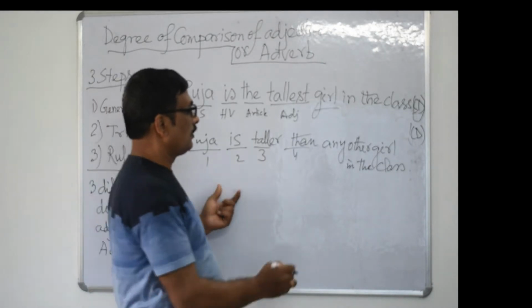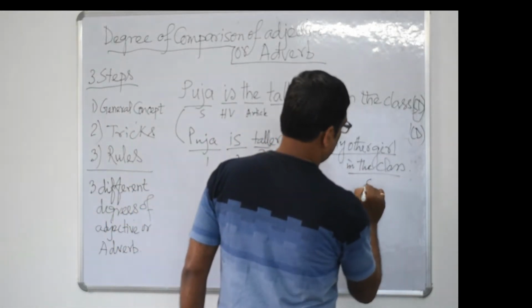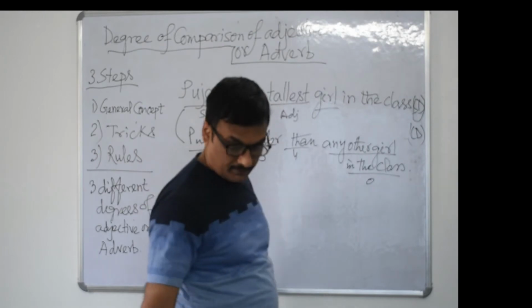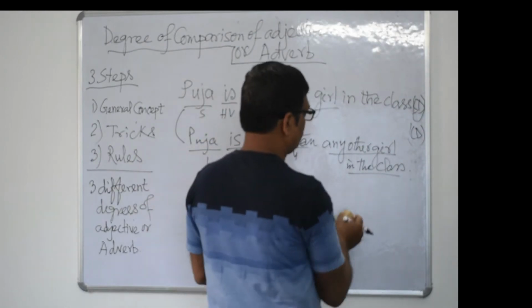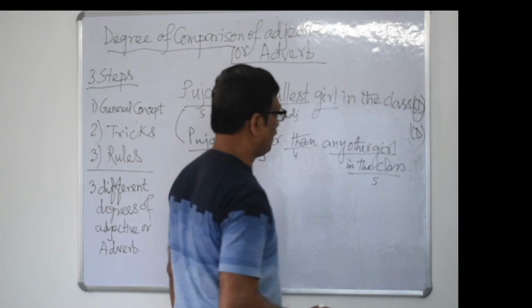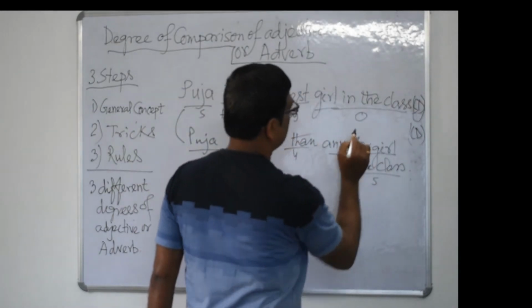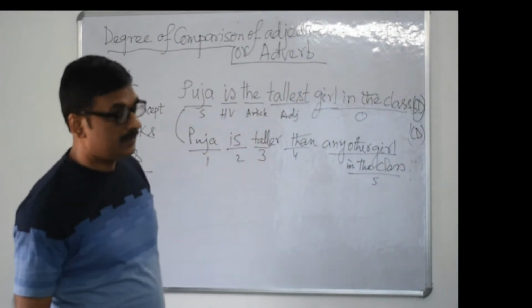So this is the object, this is number 5. This girl in the class is the object.